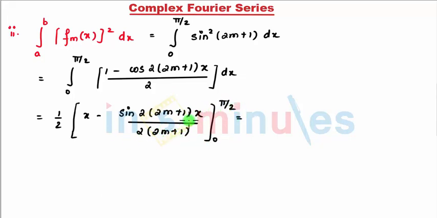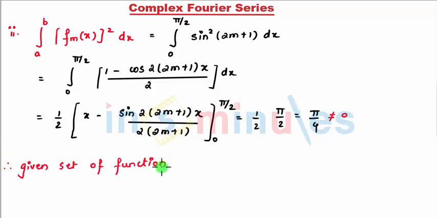Now again, when you put pi by 2, the 2 cancels, then sin of a multiple of pi is 0, and sin 0 is 0, so only this term works. So it comes 1 by 2, pi by 2 minus 0, putting in the place of x, that is upper minus lower, so I get pi by 2, and finally I get pi by 4, which is not equal to 0. So basically we can say that our function is orthogonal. Therefore, the given set of functions is orthogonal over 0 to pi by 2.